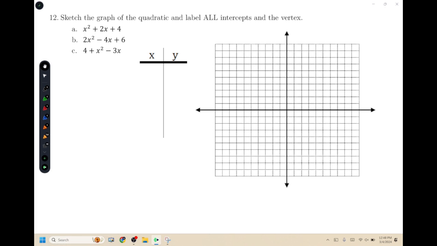Are you looking for the graph? I just copied and pasted it off of Google. But if you want graph paper, I have it over here. I got you.